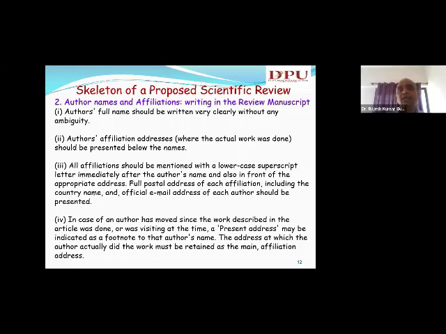Nowadays, journals are asking for official email addresses. Earlier people used to give their personal email addresses also, but now an official email address during the correspondence of any manuscript is a must these days. So official email addresses of each author should be presented. In case the author has moved since the work described in the article was done, or was visiting at the time, a present address may be indicated as a footnote to the author's name. The address at which the author actually did the work must be retained as the main affiliation address.